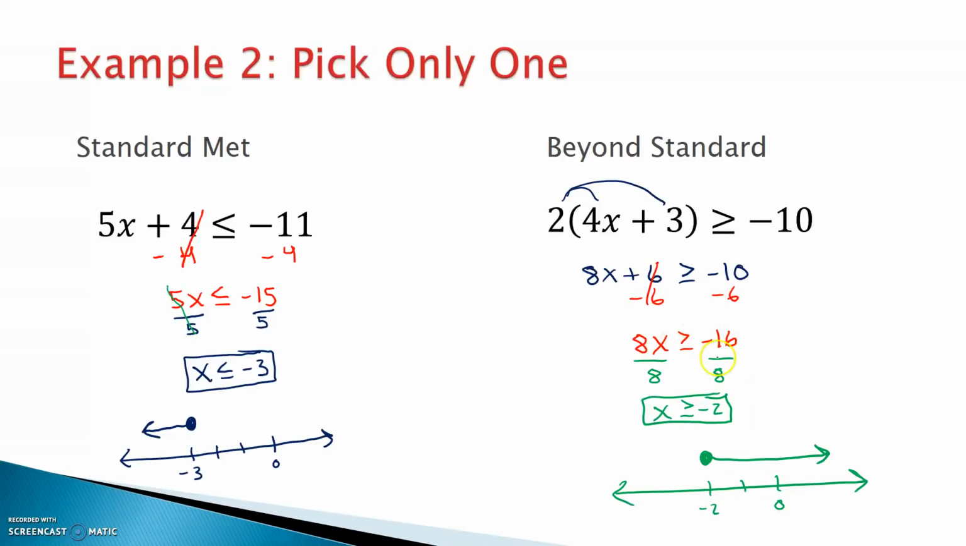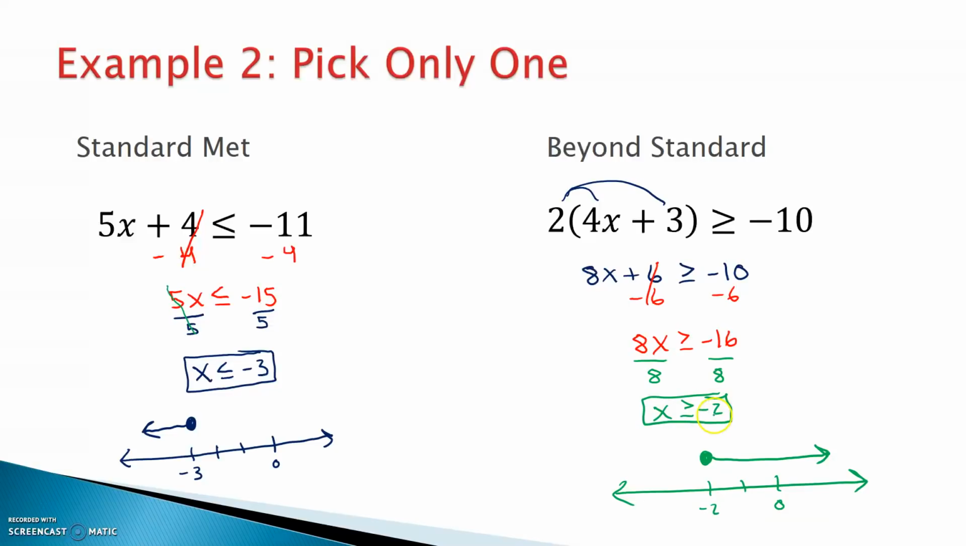And here's the mistake that happens. Students see there's a negative out here, and they're like, oh, I got to flip that inequality sign. No. This green step that I took here, I divided both sides by a positive 8. It's okay. As long as I don't divide or multiply by a negative, I don't have to switch. That's when we switch the sign, when we multiply or divide by a negative value. And this guy was positive, so it stays as greater than or equal to.